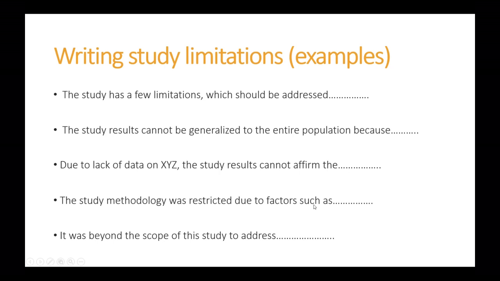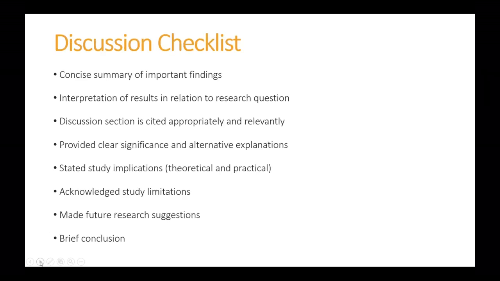Again, this is just an example. Not every methodology is restricted, but sometimes there are occasions where the study methods have to be restricted due to several factors or circumstances. Or you can also write that it was beyond the scope of the study to address certain factors, and then again you can mention those factors. So these are just examples of how you can write your study limitations.